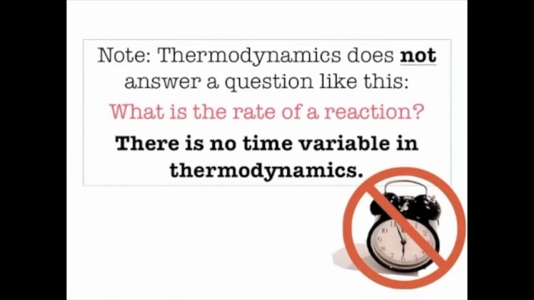Thermodynamics does not answer a question like this, however. What is the rate of the reaction? There's no time variable in thermodynamics. Just because something can happen does not mean it's going to happen at a biologically relevant rate, and we'll talk about what this means when we talk about enzymes. Thermodynamics just says, yes, this is a reaction that is possible, given the delta G.